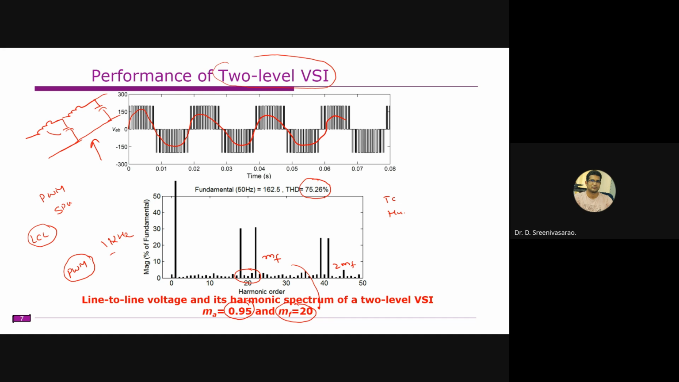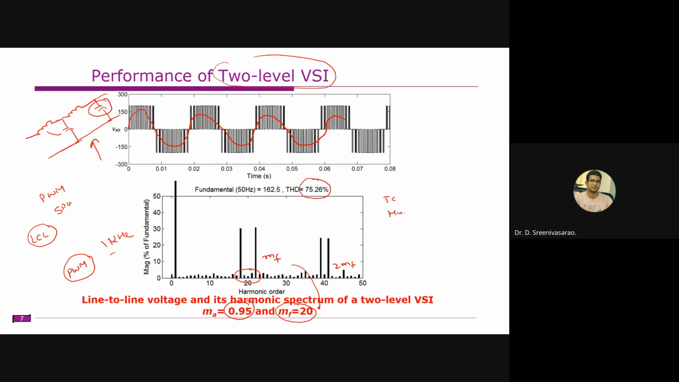Another thing is that by adding passive components like inductors and capacitors, that will increase the losses in the converter, and it will also add some weight. And if you are including capacitors, that will also increase the failure rate of the inverter.